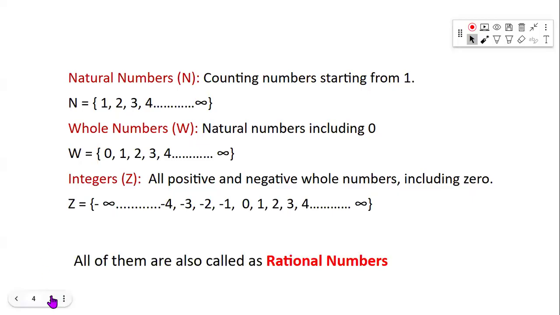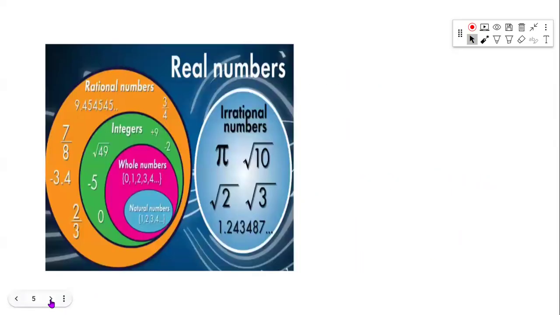And all of them are also called as rational numbers. Then if you look at it, real numbers, okay, so rational numbers and irrational numbers are put together. They are called real numbers. Okay, so rational numbers is what we are discussing. So let's try to understand a little bit more.